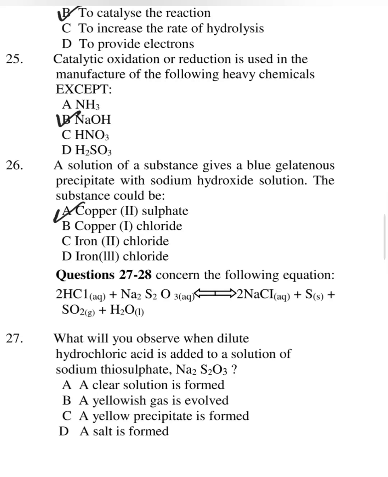B, a yellowish gas is evolved. C, a yellow precipitate is formed. D, a salt is formed. The most prominent observation is the deposition of sulfur. So you would see a yellow deposit because sulfur is a yellow solid.